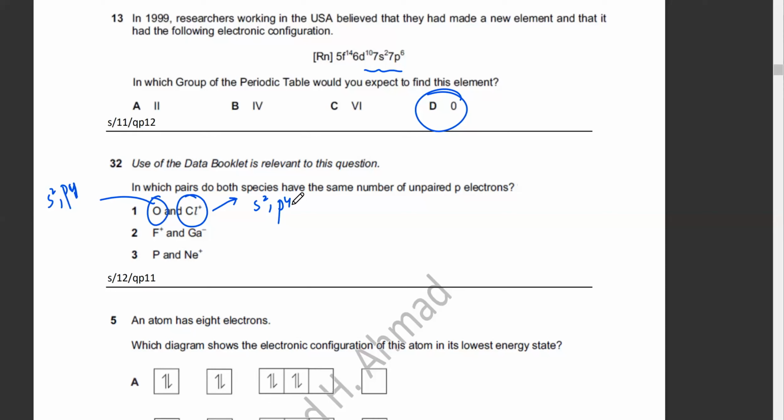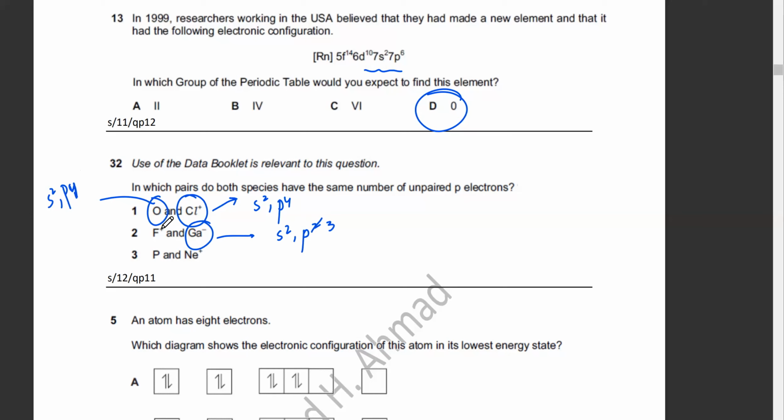P4 means there are going to be 2 unpaired p orbitals. Similarly, for this one, gallium is group 4. Group 4 is S2 and P2, 4 electrons in its outermost shell. But since it's -1, that means there's an extra electron. It's basically S2 and P3. -1 means there's an extra electron.